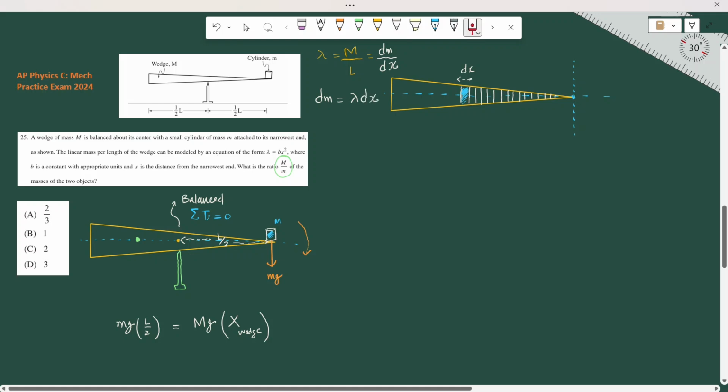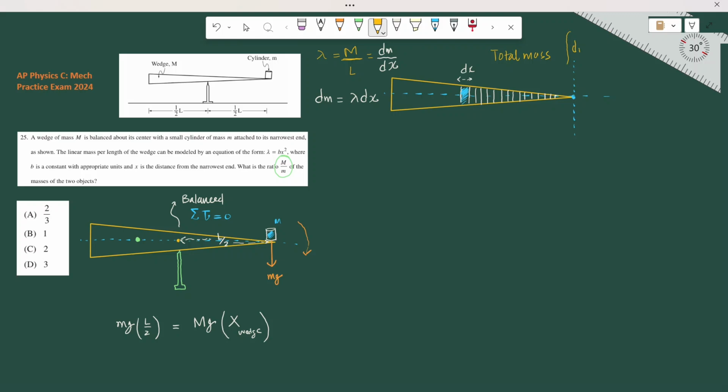Why do we need to show it like this? Because, dear students, I told you that we have to find the total mass. In order to find the total mass, you must apply the integral of dm starting from zero, which is this point, to the upper limit, that is L, at that end.